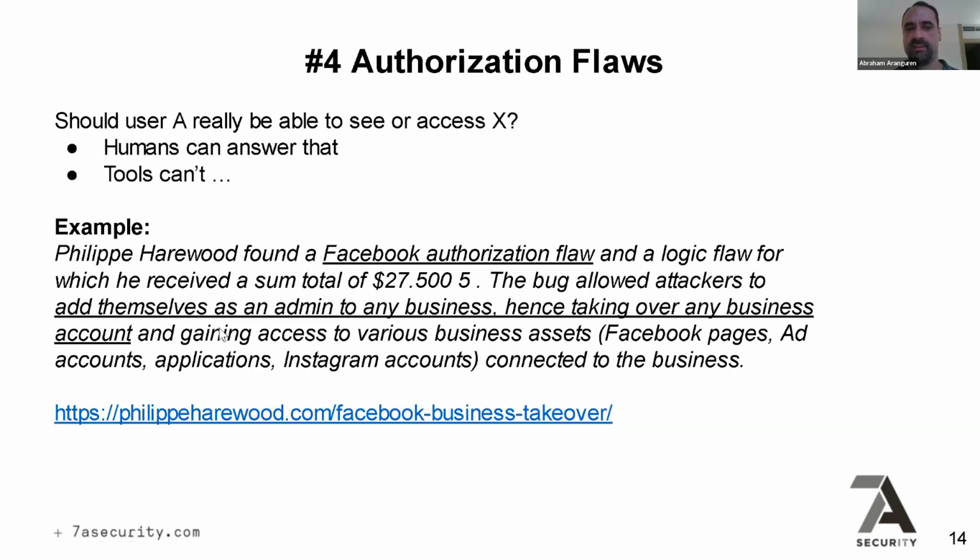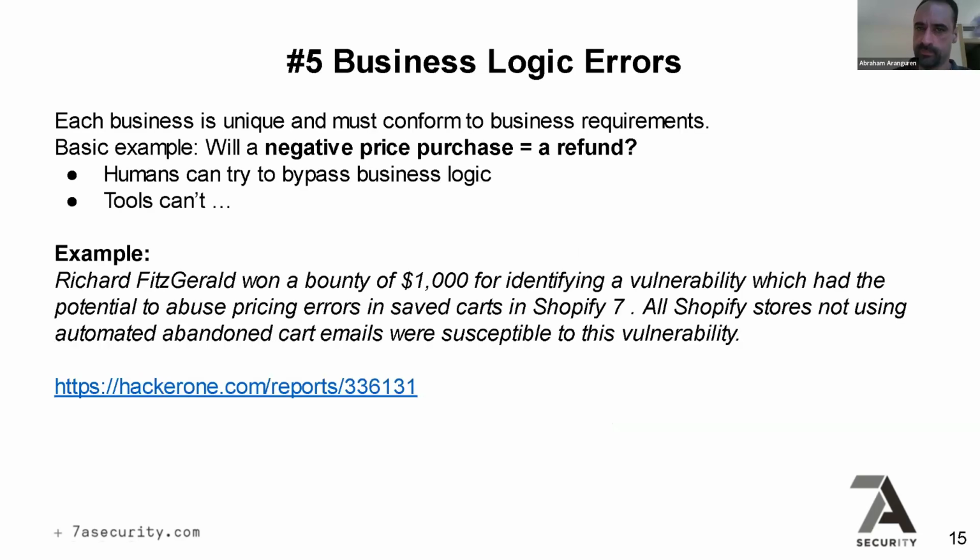$27,000. He found that you can add yourself as an admin to any business, and then you take over any business account. So just an example of an authorization flaw that was a little bit tricky with a little bit of logic, and every tool is going to miss this. This is why you need a manual pentest, because these types of bugs would never be found by automated tools.